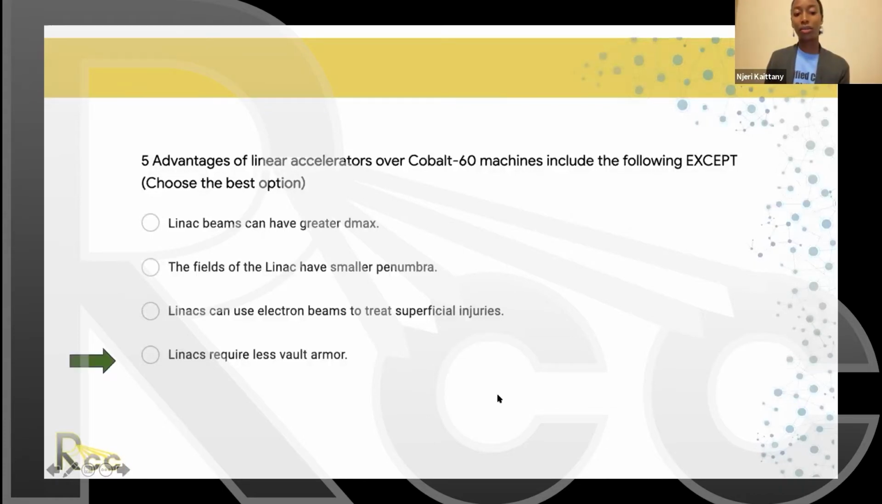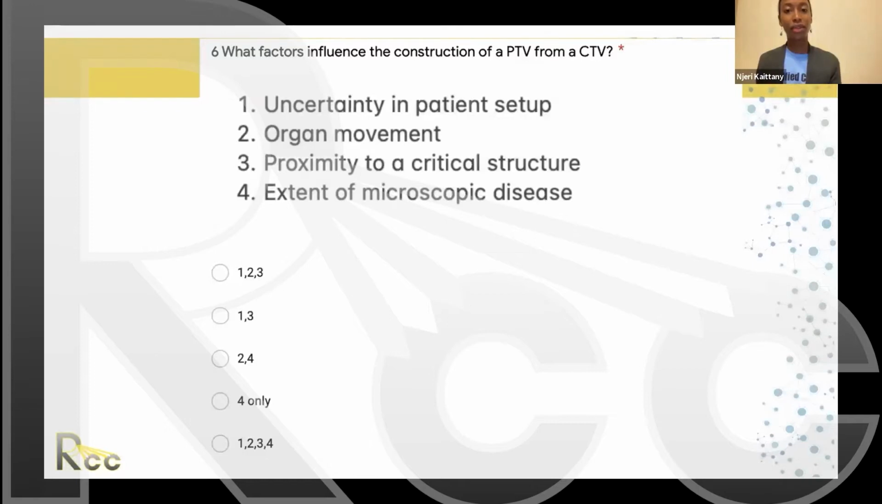And LINACs do require less vault armor. LINACs produce higher energy, so you would need more armor around it. Okay, what factors influence the construction of a PTV from a CTV? Again, construction of a PTV from a CTV. Okay: uncertainty in the patient setup, organ movement, proximity to a critical structure, extent of microscopic disease.